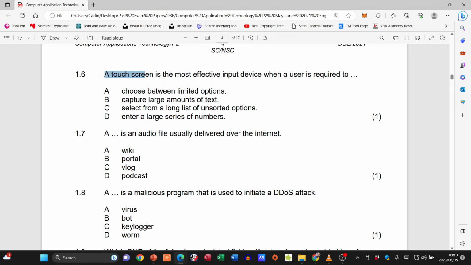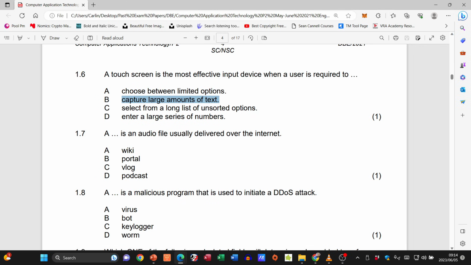Now remember, touchscreen is both input and output. The most effective input device when a user is required to do which of the following? Choose between limited options. Okay, sounds good. Capture large amounts of text. I mean, if you are typing in a whole lot of text, is a touchscreen the most effective way to?